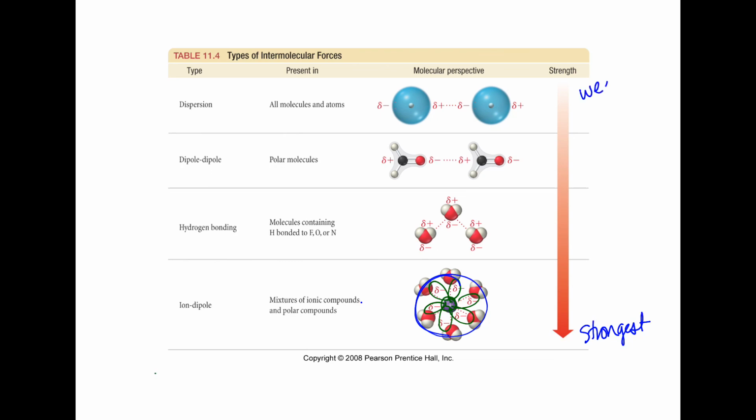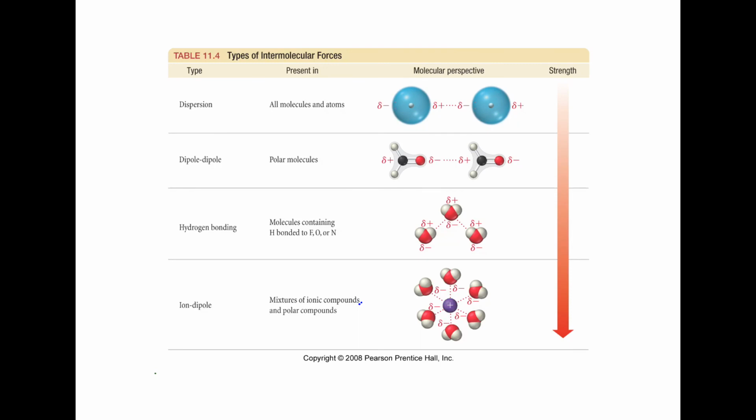Dispersion forces are the weakest, and dipole-dipole is getting stronger than that, then hydrogen bonding stronger than that, and then we finally get to ion dipole. Now ion dipole is the strongest, which explains why so many ionic compounds are soluble in polar compounds. They are so attracted to polar compounds that they really easily dissolve within them.